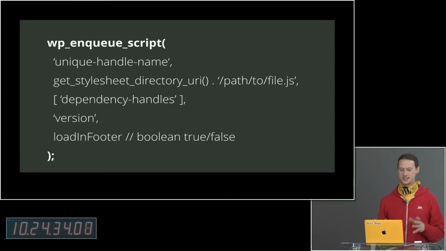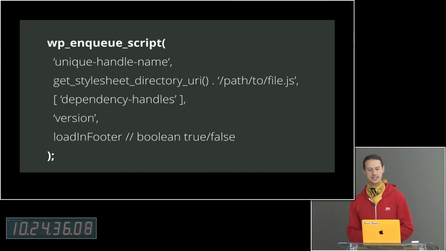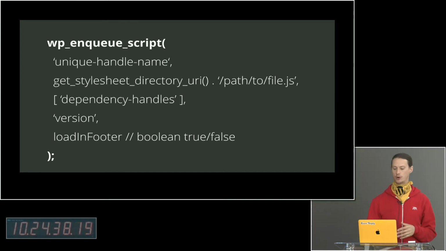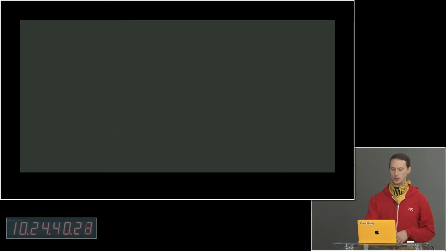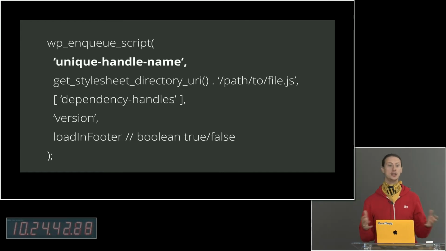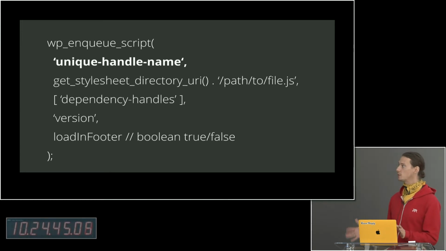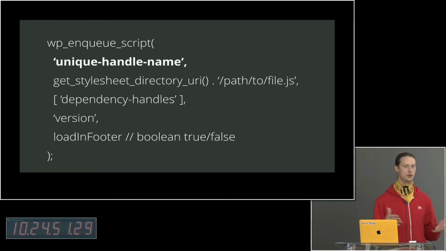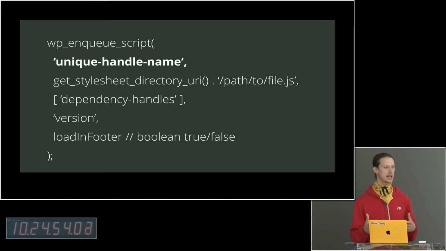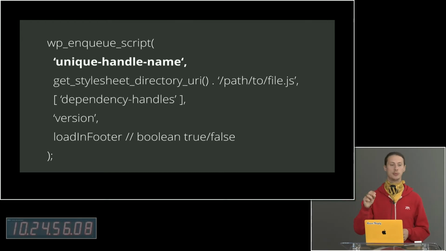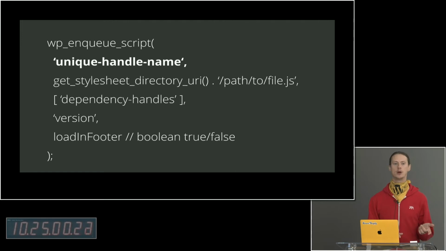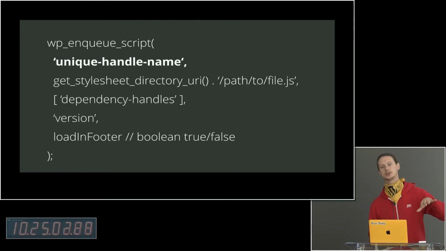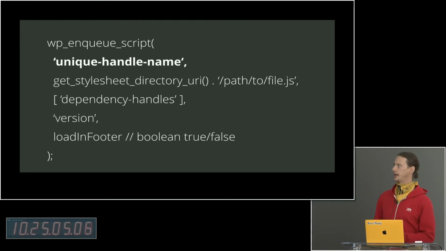So this is what enqueue script looks like. It takes a few different parameters, and I have them broken down line by line. So the first parameter that we have is a unique handle name, and we can name this whatever we want. Commonly, it'll be something like theme-js or my theme this, or like vue-js if we're loading Vue or something like that. So this first one is something that you want to be able to at a glance look at and tell what it is. And then in other places, if you ever want to say like, hey, pass this extra data into this file, you'll call it by that name.